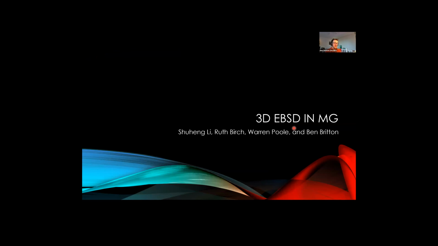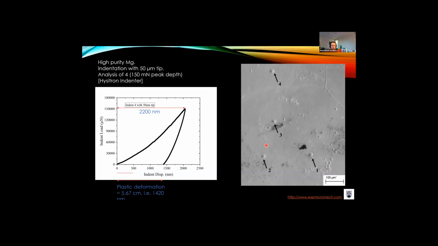So my very last example, hopefully you're still with me, is just showing you some 3D data as I gathered there's some interest at this workshop in that area. This is some work that's Shuheng Li's PhD with significant work from Ruth Birch, Warren Poole, and myself to help along the way. So the problem here is that magnesium is not very ductile. And so one of the key bits is trying to understand the anisotropy of plastic deformation in magnesium.